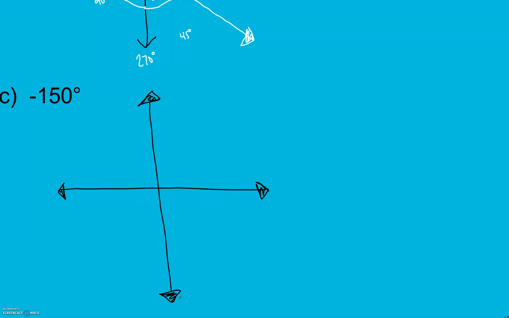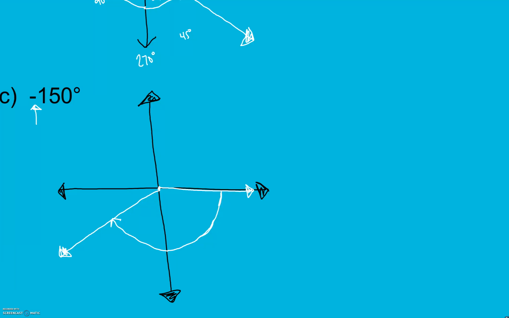Here's my coordinate plane. My initial side is on the x-axis. I'm going to go negative, so I go down 90. I need to go an extra 60, which is about 2/3 of the way. I'm going to say that's about 2/3.